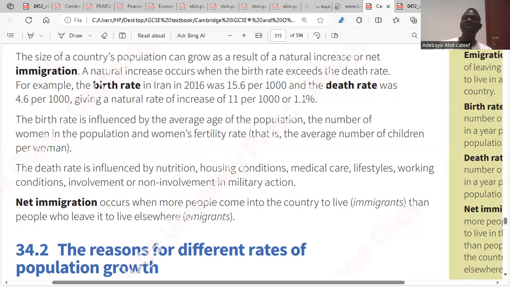They said the influences of the birth rate are the average age of the population, the number of women in the population, and the women's fertility rate, that is the average number of children per woman. So for the factors that influence the birth rate, we're talking about the population itself, the number of women in that population, because the more women in the population, the more tendency of giving birth to more. And aside from that, the fertility rate, how many women have the ability to give birth.